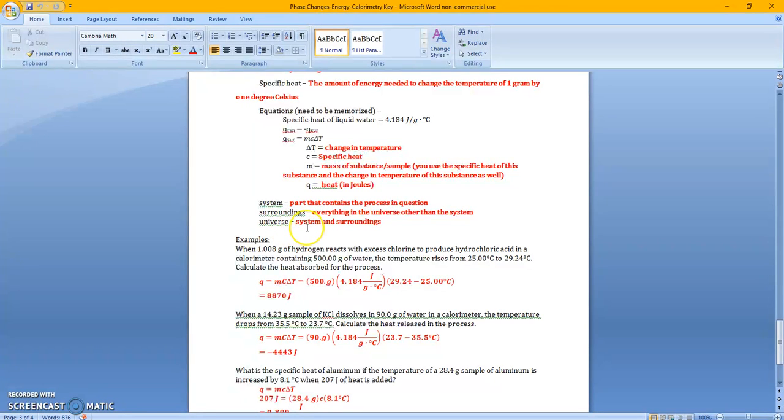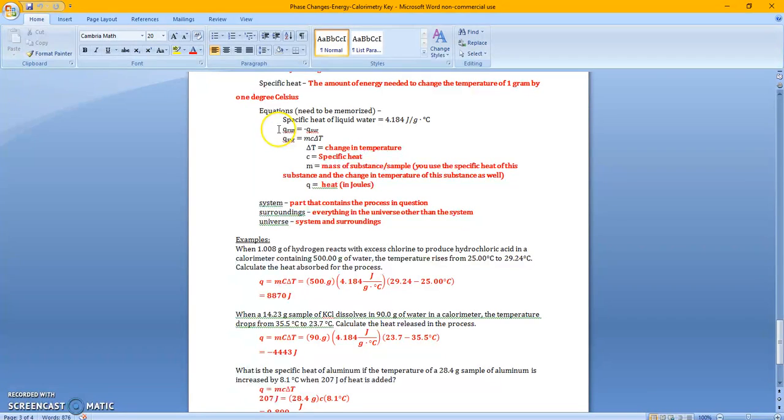Then the universe is when you put those two things together. So let's say I had a cup with water in it. I put my steel sphere inside the cup. The steel sphere is what I'm looking at. It's my system. I'm seeing the heat leave. The water is going to absorb the heat that has left, so the water is my surroundings. And the universe is the water and the steel sphere. So let's go back up here where it says heat of reaction is equal to negative heat of surroundings.